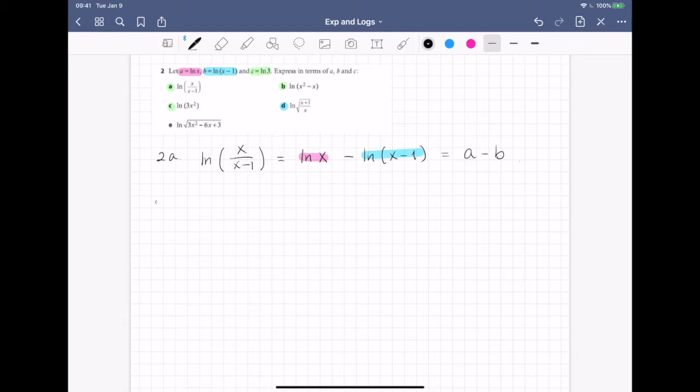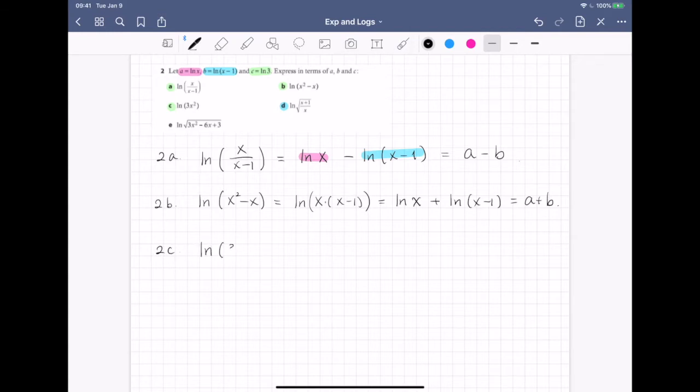Number 2b. Natural log of x squared minus x. Right, so I think I can factor out an x there. So let's see, x, and then it'll be x minus 1 there. So it's going to be x times x minus 1, so I can split that up using the first log rule, and you get natural log of x plus natural log of x minus 1, and that will be a plus b. All right, so here again, I want to remind you to pause the video and try this out.